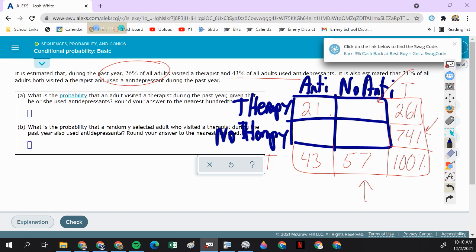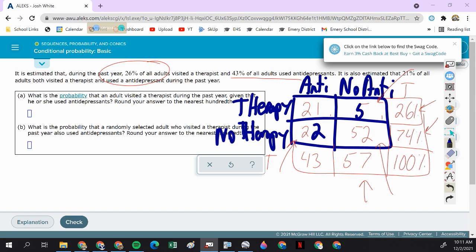Yes, this one would have to be 5%, because 21 and 5 have to add to be 26. Okay. That box would have to be, not 22, or 22, you're right. I'm sorry. 22. And this box would have to be 52, and it works in both directions, right?